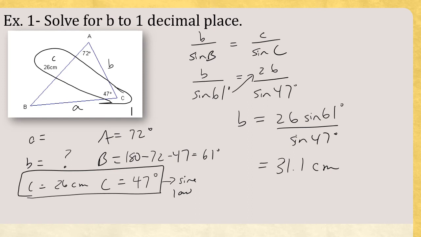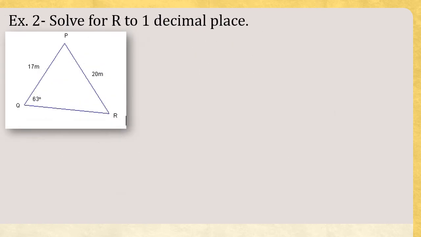So there's sine law, looking for a side length. Example number 2, we are going to solve for r to 1 decimal place. Your first step should be to label your sides. So that's side P, side R, side Q. Remember, the letters always go across from the angles.